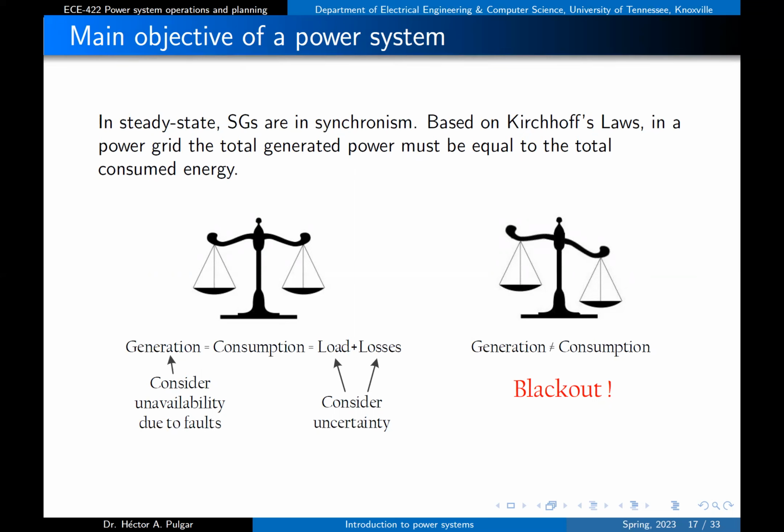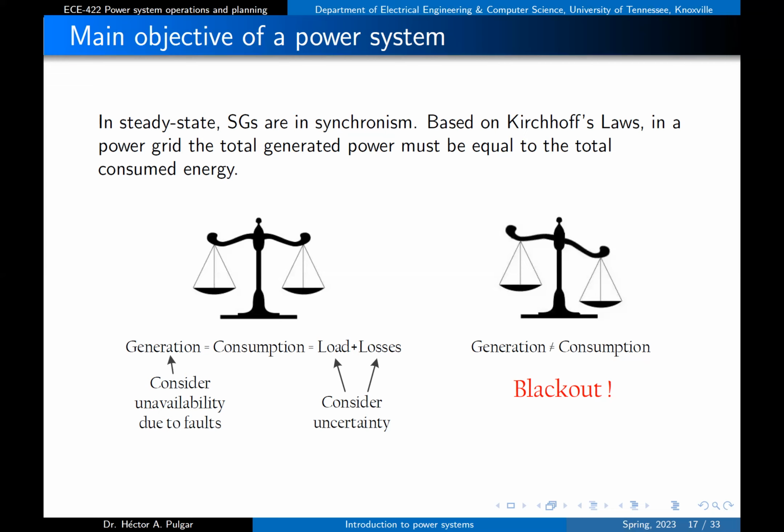That happened in 2003, when more than 50 million people were without electricity on August 14, 2003. The system could not recover. Some parts of the system were without energy for 2 days. Most of them were without energy for 2 hours. It was a big, big blackout we had that day.